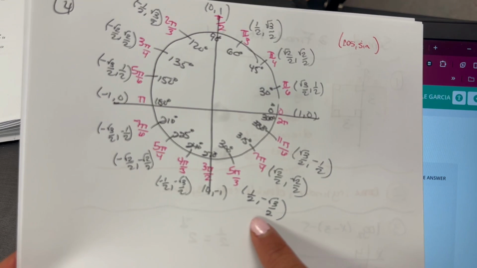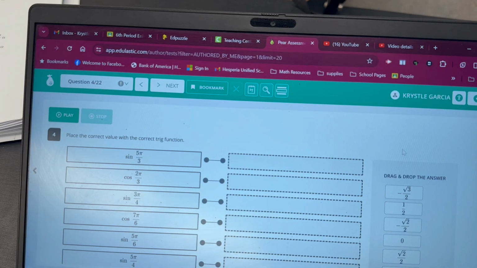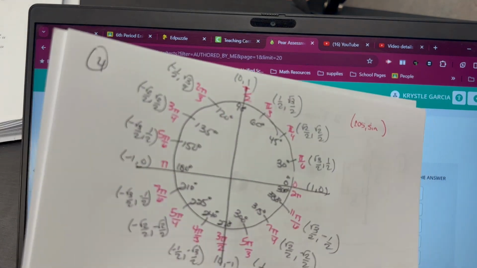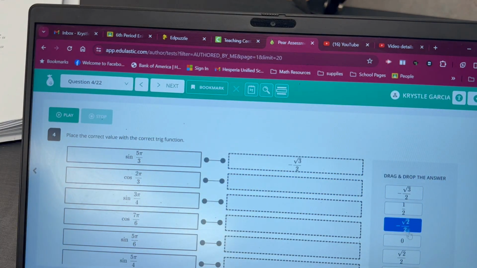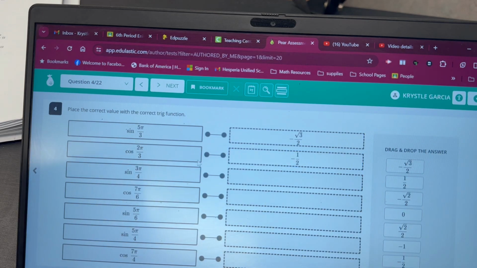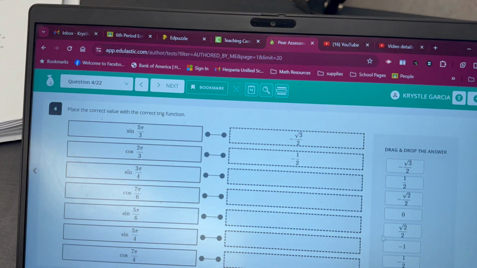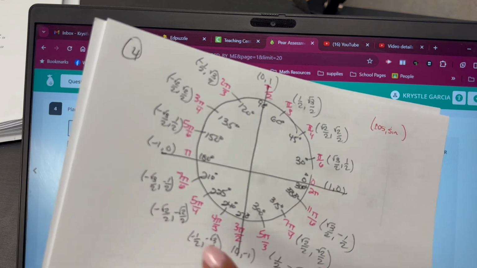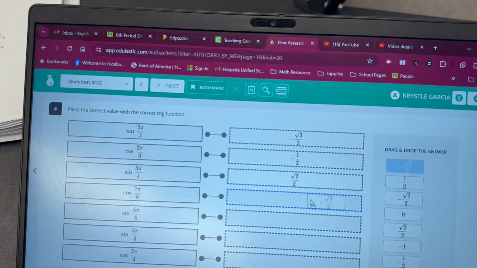So the sine, the y value at 5 pi over 3 is a negative square root of 3 over 2. So I'm going to drag and drop, negative square root of 3 over 2. There it is. Cosine of 2 pi over 3. So the x value at 2 pi over 3 is negative 1/2. So I got to find that and drag and drop it. Sine, the y value at 3 pi over 4 is square root of 2 over 2. Cosine, the x value at 7 pi over 6 is negative square root of 3 over 2.